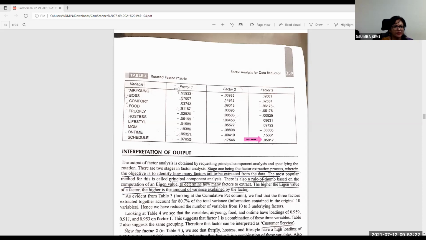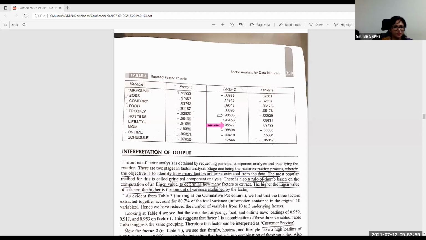So what do we have in factor 1? Basically, in factor 1 we have how old or young the aircraft is, that is how new the aircraft is, whether the boss is preferring that, the food served during the flight, and the timing or the schedule of the flight. What does the second factor comprise of? The second factor will comprise of frequent flyer, hostess, that is whether air hostesses are beautiful or not. So in-flight experience basically, and using the flight.